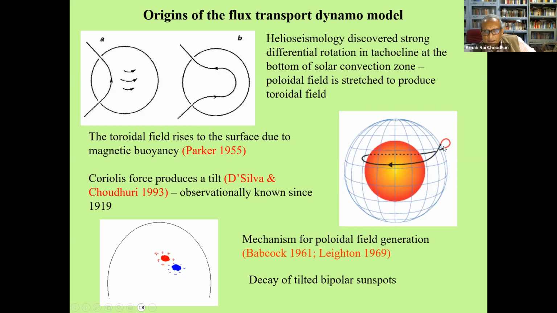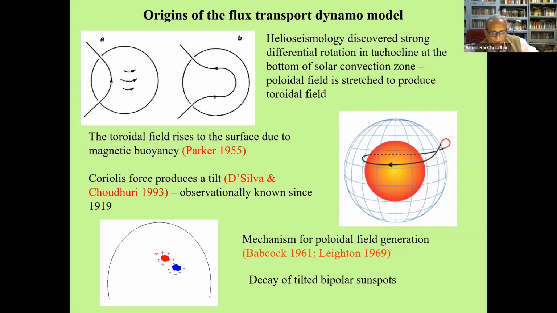And as this flux tube rises, due to the action of the Coriolis force of the sun, it picks up a little bit of tilt. So when on the surface you eventually get a bipolar sunspot, this bipolar sunspot has a kind of tilt. And this tilt has been observationally known for about a century, and it's called Joy's law. But its theoretical modeling was first done by D'Silva and me. But anyway, this tilt of the bipolar sunspot plays a very important role in the generation of the poloidal field, as pointed out by Babcock and later Leighton in the 1960s.